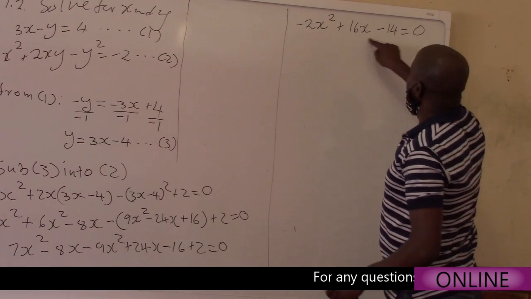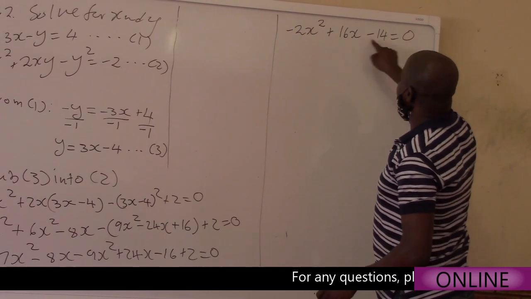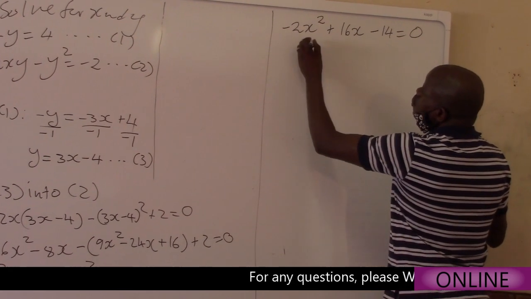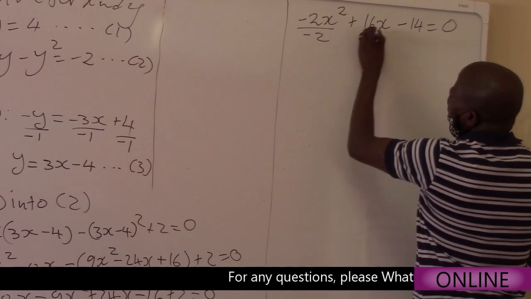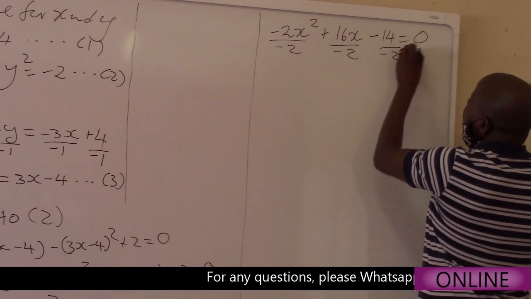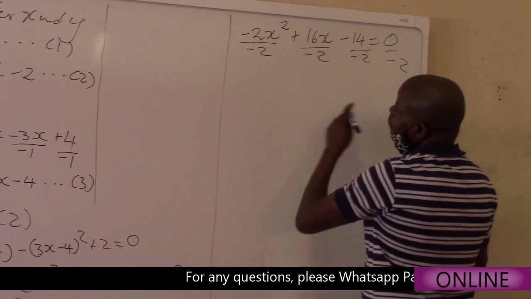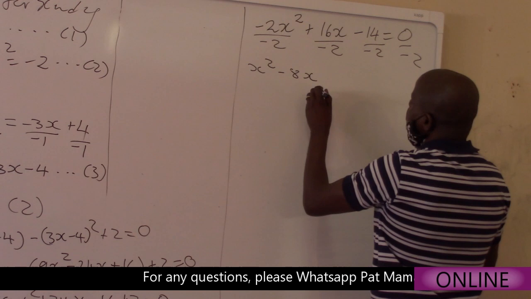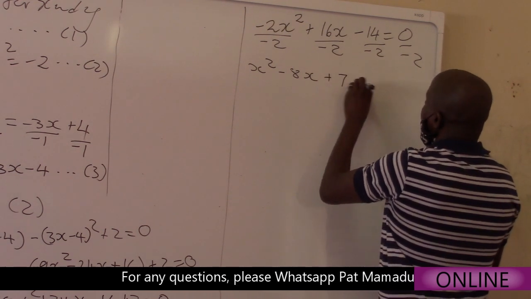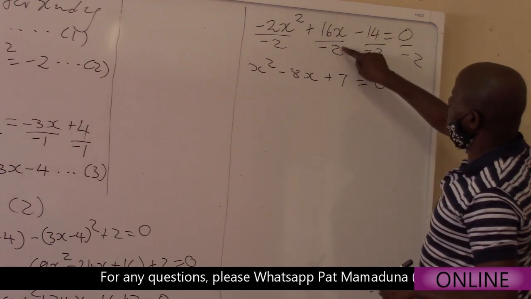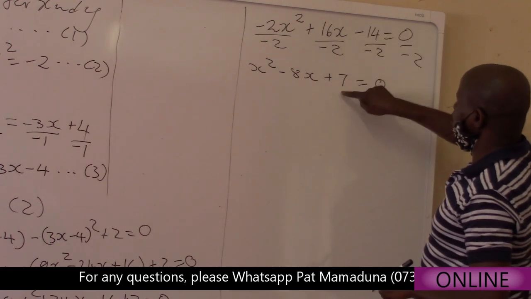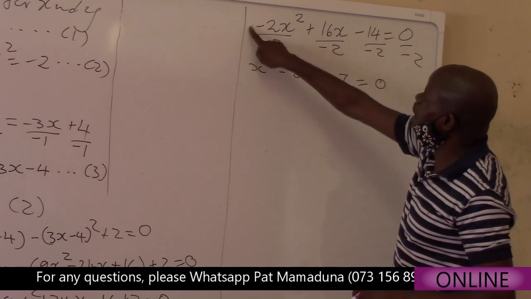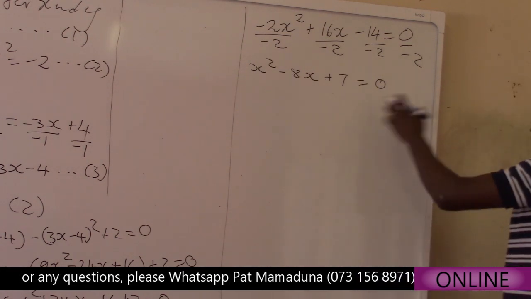But in this one, in each and every term, we have a common factor, which is 2. So for us to work it out nicely, we can divide each and every term by negative 2. So we are going to have x squared minus 8x plus 7 equals 0, because 16 divided by 2 is 8, 14 divided by 2 is 7, and negative and negative is positive, positive and negative is negative, negative and negative is positive there. So that is what we are having.